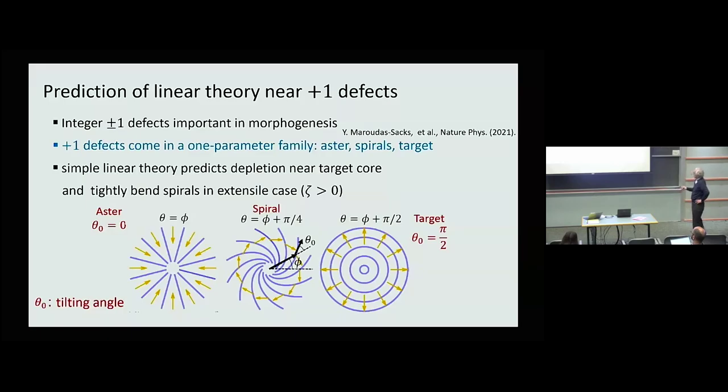So for the target pattern, if theta is positive, the force will be outward. This is because for an extensor system, in this kind of bend structure, cells tend to extend more. So the bending perturbation will be enhanced due to this extensor property.